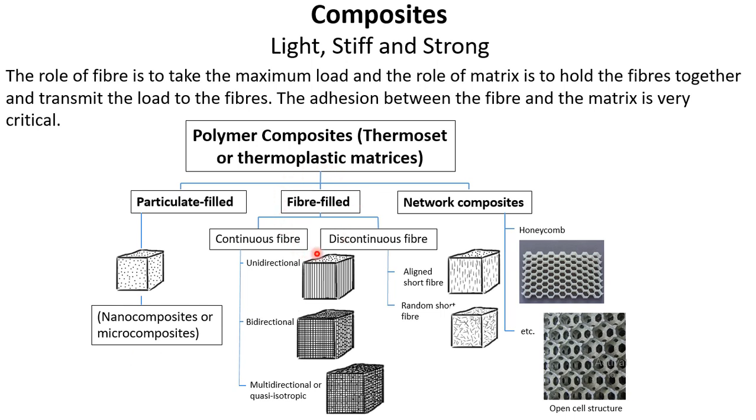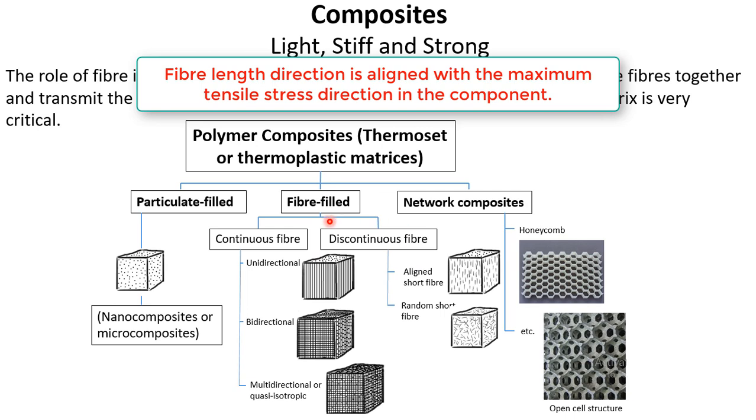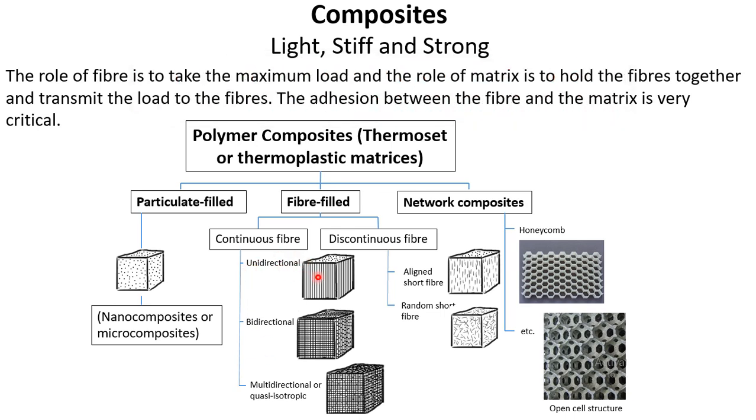The second class, which are the fiber filled, are the most used composites. They are of two types. One is of continuous fiber and another is discontinuous fiber. The continuous fiber, as the name suggests, here the fibers are very long and they continuously go along the length of the part. They can be of three types: unidirectional, that means the fibers are all in one direction. So here in this case they are all in this length direction.